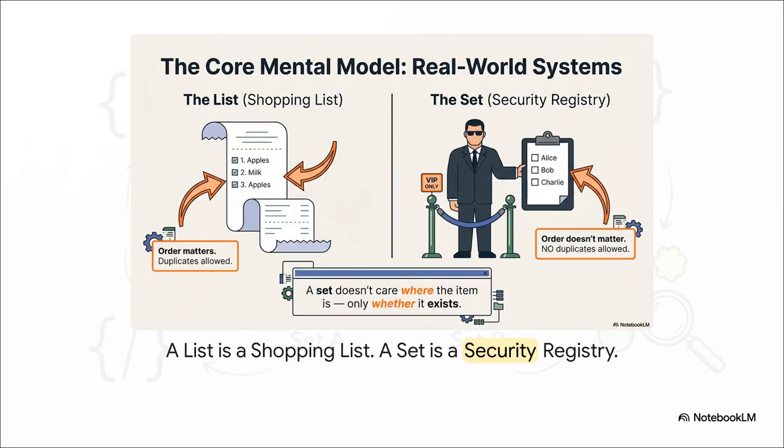Okay, with that out of the way, what is a set? Well, think about the difference between a shopping list and, say, a security registry for a big event. On your shopping list, order kind of matters, right? And you might have duplicates, like 2 cartons of milk. A list is just like that shopping list. But a security registry has one job and one job only, to answer the question, is this person on the list, yes or no? It doesn't care if Alice signed up before Bob, and it definitely won't let Alice sign up twice. A set is a security registry.